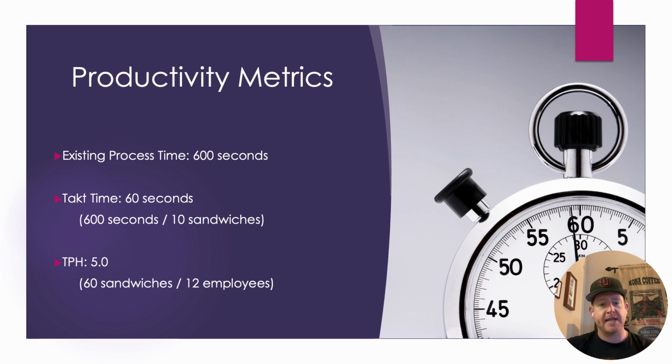Finally, our throughput per labor hour, or TPH, is defined as output per hour per total number of employees. TPH is a useful benchmark metric for showing how efficiently we are using our workforce to meet customer demand. In other words, improving TPH means saving money.